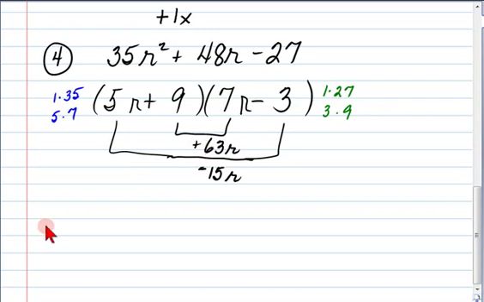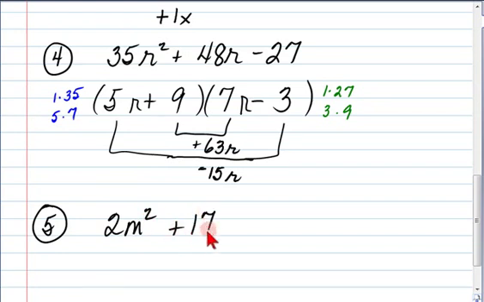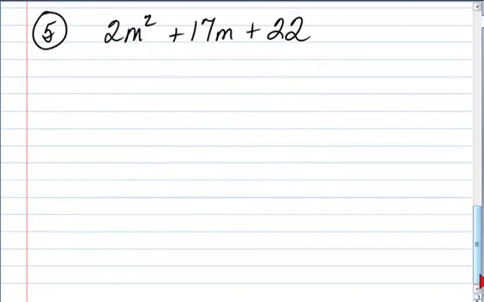All right, number 5. Let's take 2m squared plus 17m plus 22. Is there a common factor? No, not yet. Tell me about the signs. Both positive.